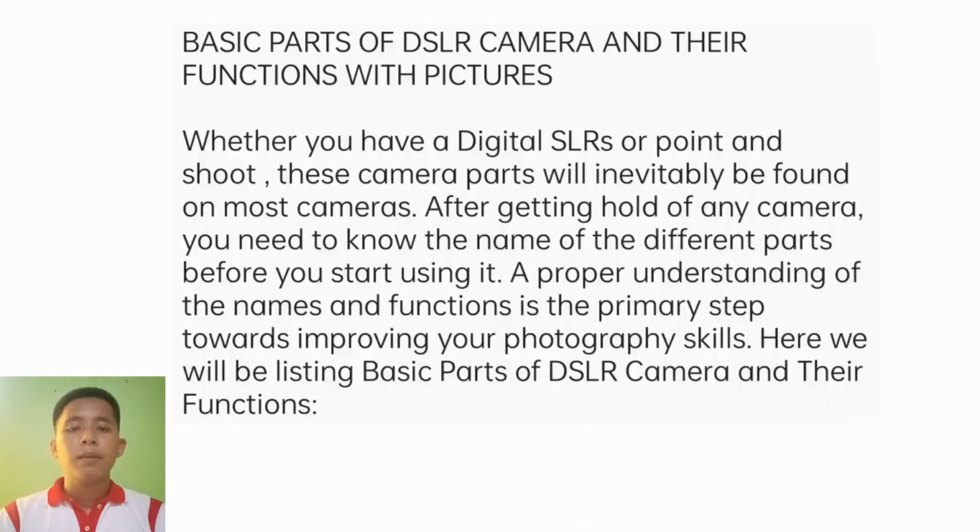Basic parts of a DSLR camera and their functions with features. Whether you have a digital SLR or point and shoot, these camera parts will inevitably be found on most cameras. After getting hold of any camera, you need to know the names of the different parts before you start using it. A proper understanding of the names and functions is the primary step towards improving your photography skills. Here we will be listing the basic parts of a DSLR camera and their functions.